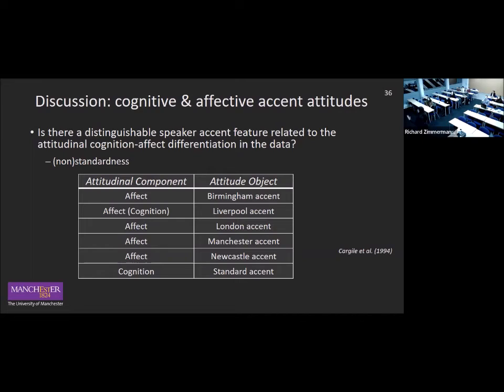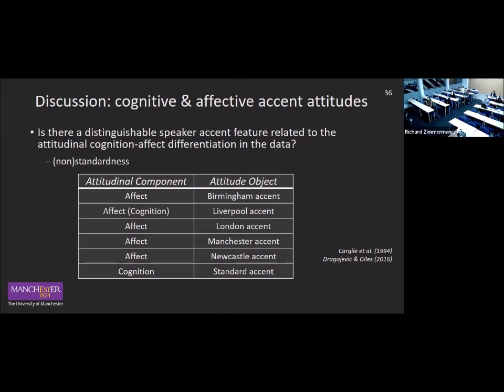It also seems to support Dragojevic and Giles' finding. That was the study with the white noise that I mentioned, where they had a standard accent and a non-standard accent and they added white noise. What they found was that that affect-inducing stimulus played a role, but only for the non-standard accents, whereas for the standard one it did not, which kind of agrees with this. It is the affective component that's playing a role, not the cognitive component, when it comes to the non-standard accent attitudes.